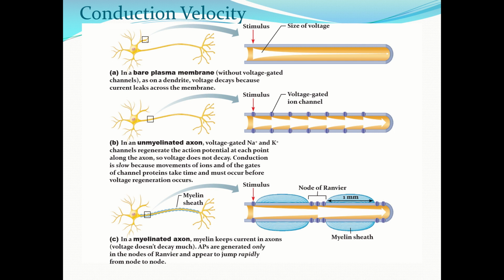And this is because myelin will keep current in the axons, because electricity cannot be conducted through that myelin, so it has to stay in the axon. And so the voltage will not decay much. So action potentials are generated only at the nodes of Ranvier and thus appear to jump rapidly from node to node. And notice that in the nodes of Ranvier, those voltage-gated potassium and sodium channels are clustered. So that's going to be where the action potential is repropagated.